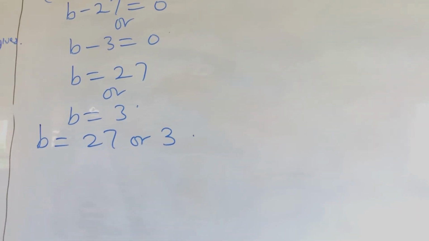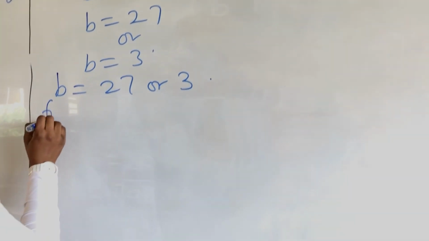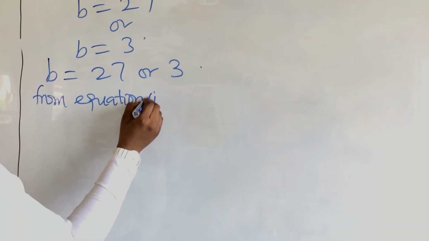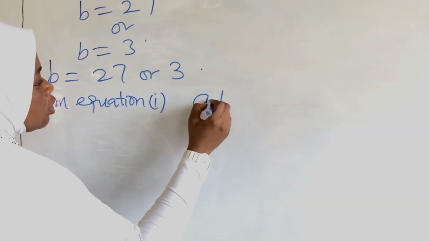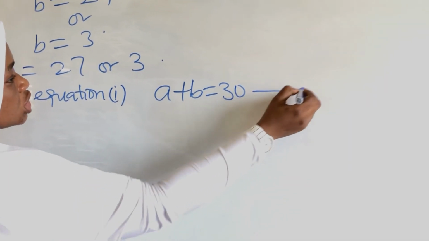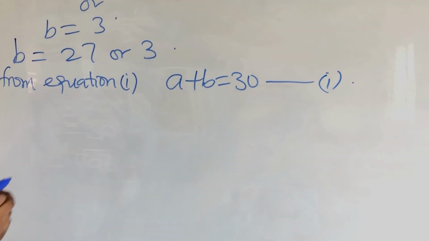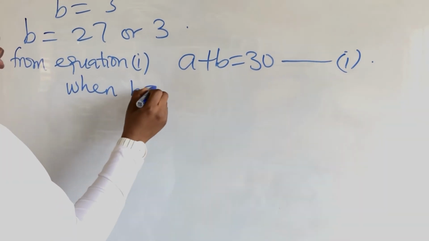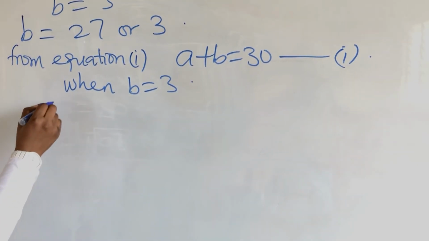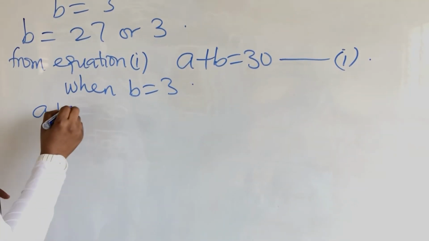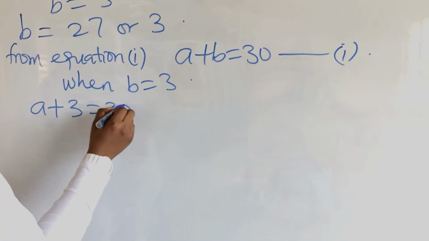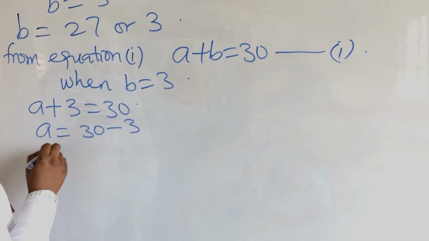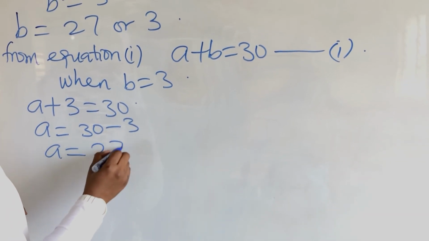Now we can easily find the value of A. So from equation 1, A plus B is equal to 30. So now, let's substitute the values of B. So when B is equal to 3, whenever we see B, we put 3. A plus 3 is equal to 30. So A will be equal to 30 minus 3. So A is equal to 27.